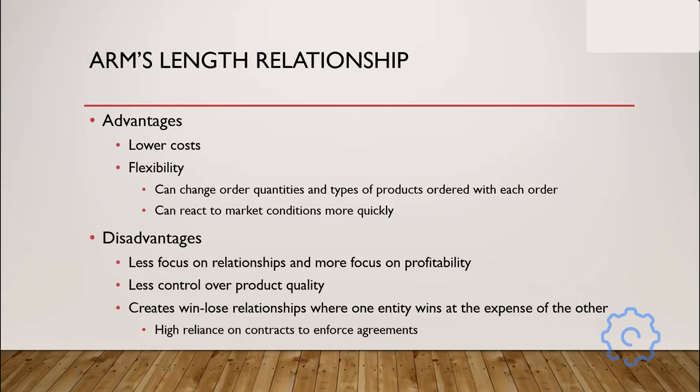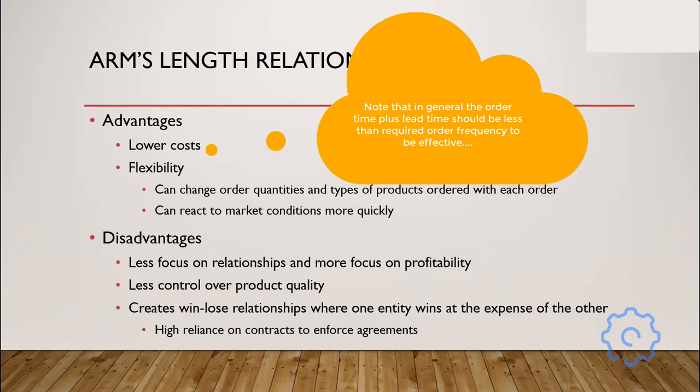So the arm's length relationship has several advantages. First one is lower costs. If you're able to set up order frequencies such that you need parts or products within a certain time, and you're able to get the bids out timely and get the financing and funding taken care of quickly, you could lower costs in the short term by driving lower costs over time as each purchase occurs.